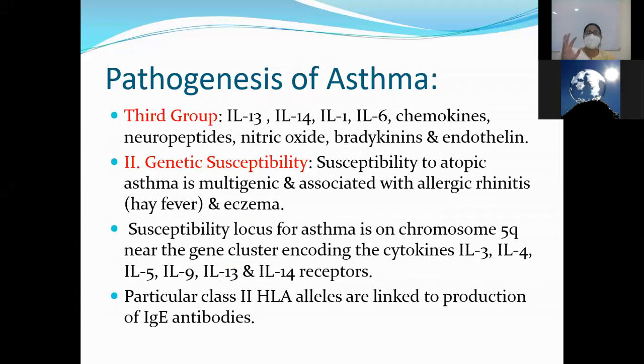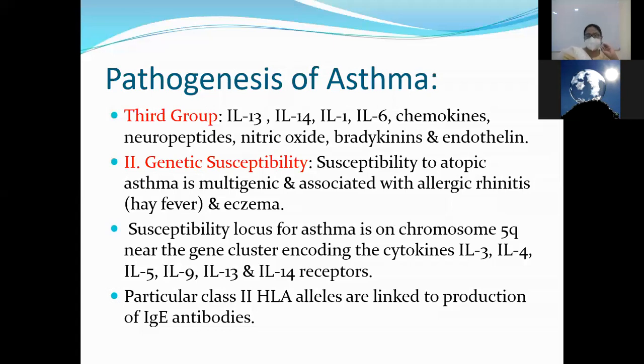And all these mediators are responsible for the development of bronchoconstriction, increased mucus secretion, increased IgE level, and increased eosinophil level. And we all know that bronchoconstriction, raised IgE level, increased eosinophils, and increased mucus secretion are all features of asthma. Clear?